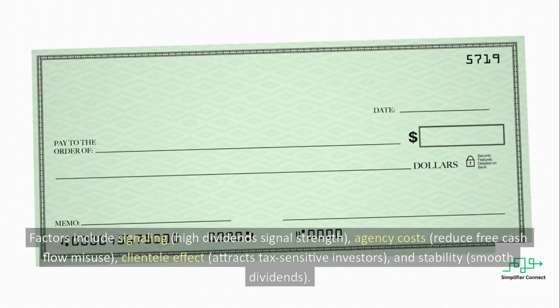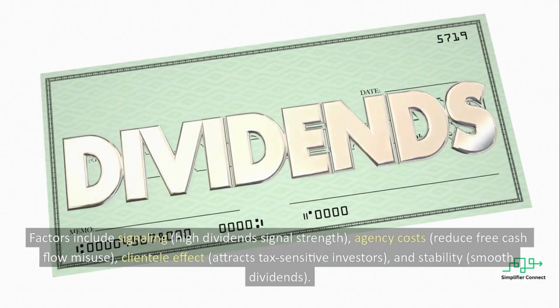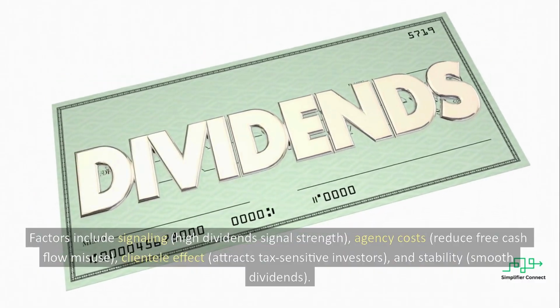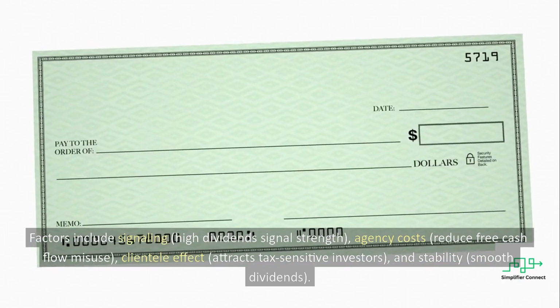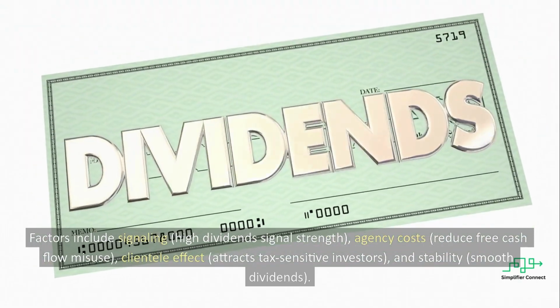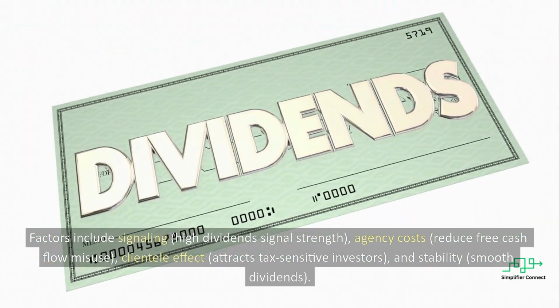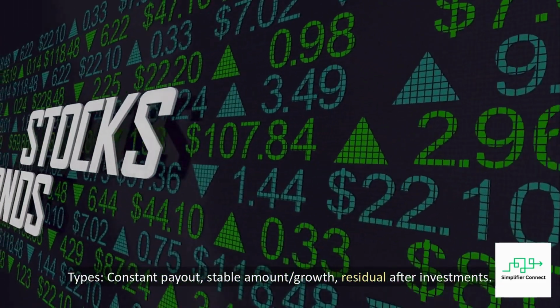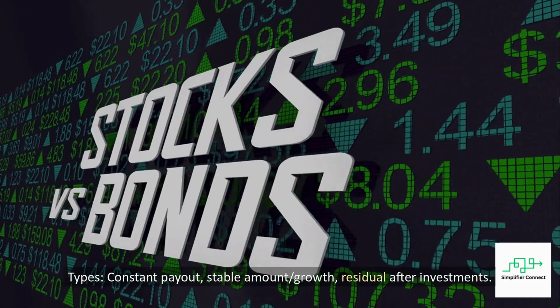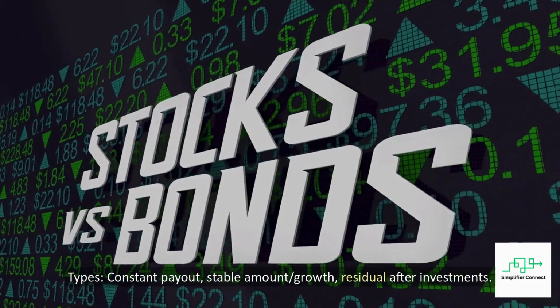Dividend decisions. Factors include signaling, where high dividends signal strength; agency costs, where dividends reduce free cash flow misuse; the clientele effect, which attracts tax-sensitive investors; and stability, with smooth dividends. Types: constant payout, stable amount or growth, and residual after investments.